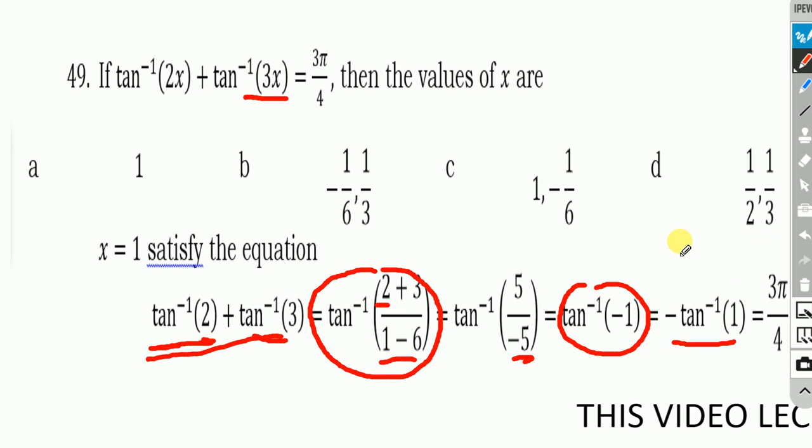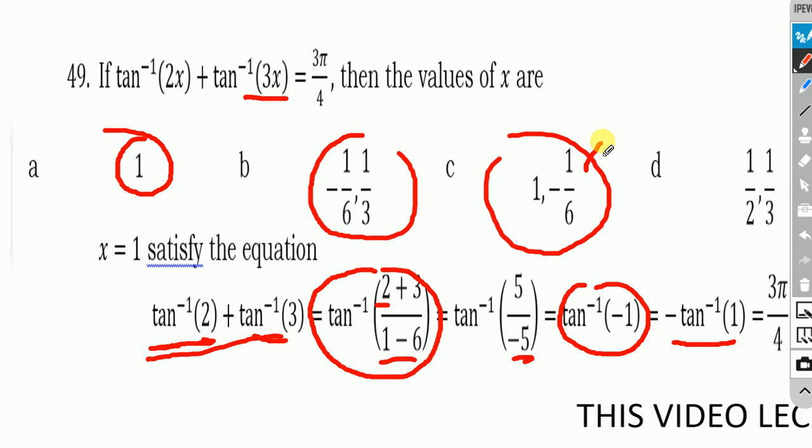You can verify with the other options, where minus 1 by 6 or 1 by 3 will not satisfy the given expression. So the answer will be option A only.